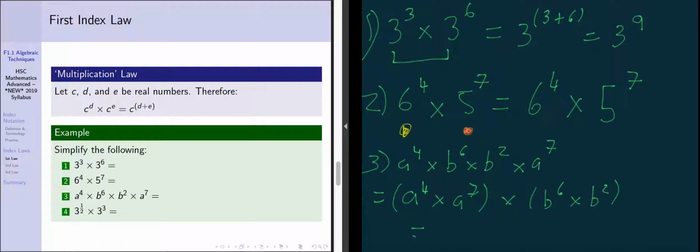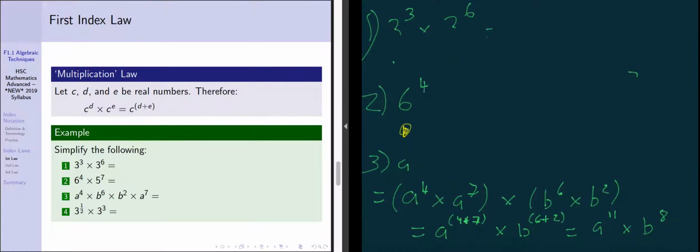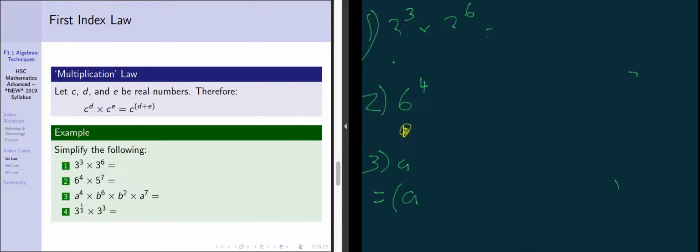And so this is just equal to, using our law, a to the 4 plus 7, multiplied by b to the 6 plus 2, which of course is equal to a to the 11th times b to the 8th power. Good. So now let me rub out the whole thing while we're at it.